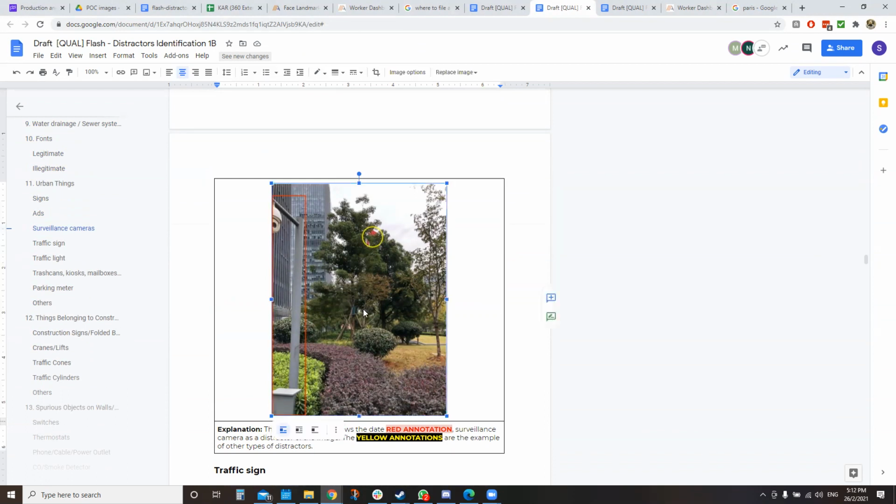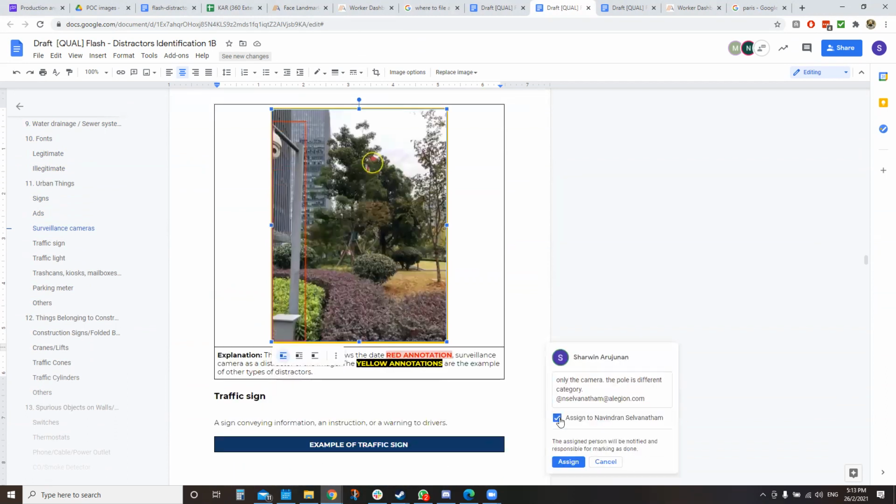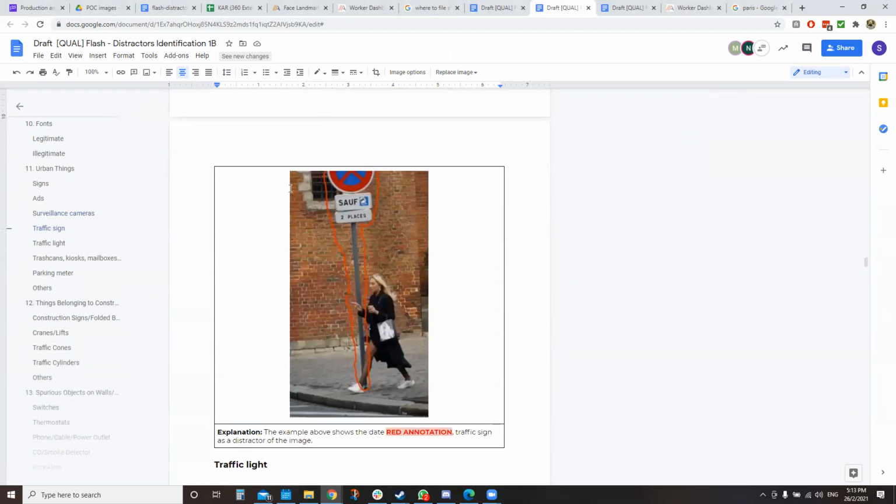Okay, here. So again, this is wrong. You shouldn't annotate like this. So the camera only. The pole is also a distractor, but it's a different category. Okay, very important. This one also.